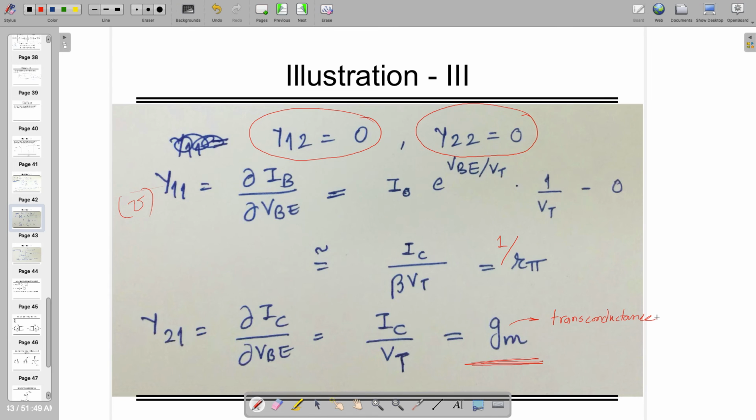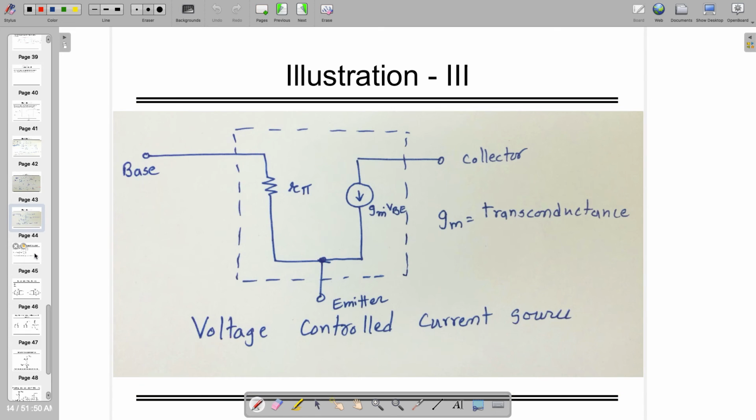So if you got this one, the final answer will look like this, where this one is y11, and this one is y21. Y12 and y22 are 0 because the derivative with respect to Vc is 0. Is it okay?